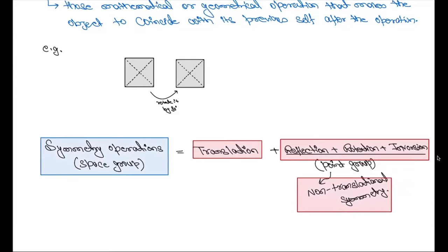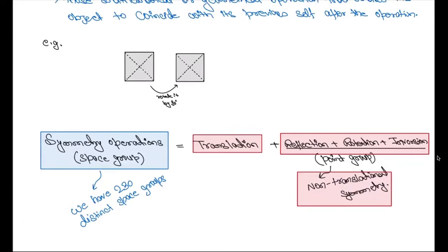Now, one important thing to notice here: in 3D, we have around 230 distinct space groups, right? And one very interesting point about this is that if you do all these operations, we will end up with what we have studied as the 14 Bravais lattices.